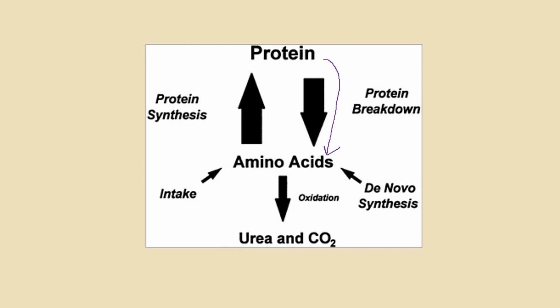And then this is using amino acids to make proteins. This is protein anabolism or protein synthesis. And so these amino acids are really versatile, right? They can be used to make proteins, but they can also be used to make glucose. They can be used to make lipids. They can be used to fuel cellular respiration, to make ATP.